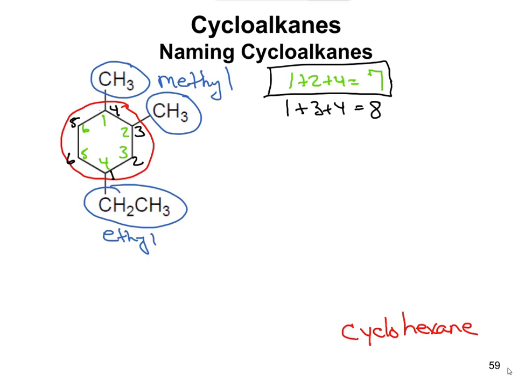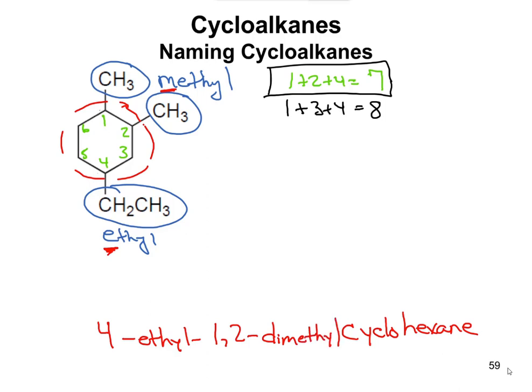Using the green numbers, so I'll go ahead and again erase the black numbers best I can here. All right. So now we have a 1, a 2, and a 4. So how do we number them? Well, remember, whenever you have two different substituents, in this case methyls and ethyls, we go in alphabetical order. So ethyl is going to come before methyl. So in this case, it's going to be 4 ethyl, 1, 2 dimethyl cyclohexane.